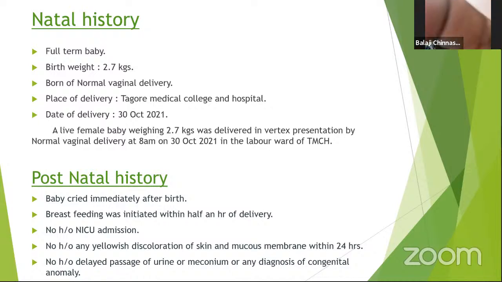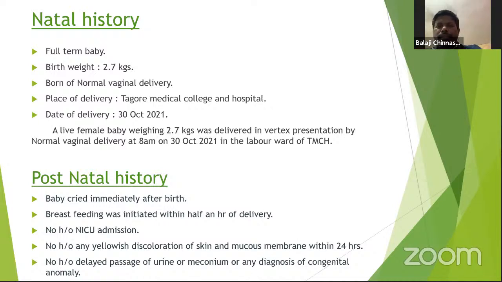Okay. So in the natal history, what are you going to ask actually? Sir, regarding whether the baby is term or preterm, whether the baby's birth weight is low birth weight or appropriate birth weight, and whether the baby is born out of normal vaginal delivery or any LSCS was conducted or any forceps delivery was done. And okay.